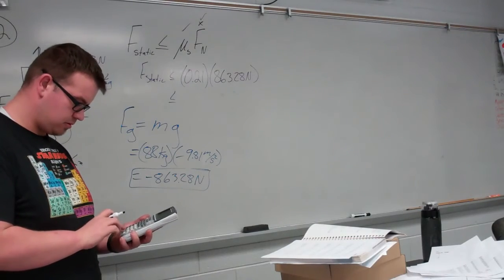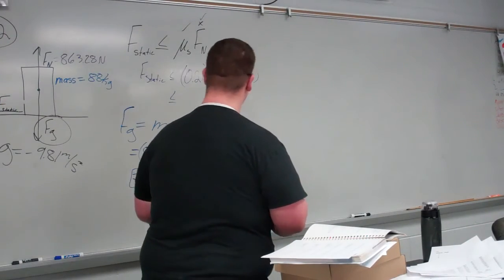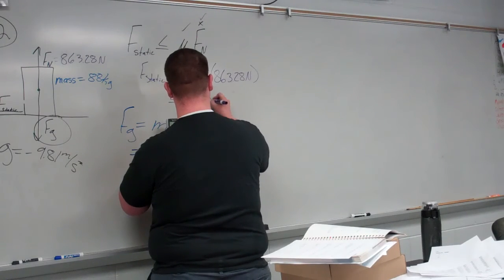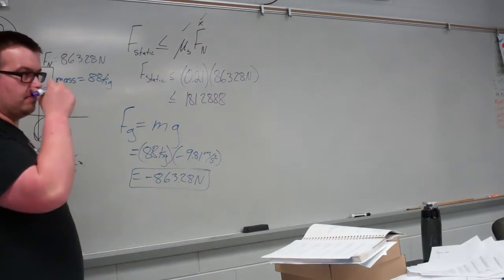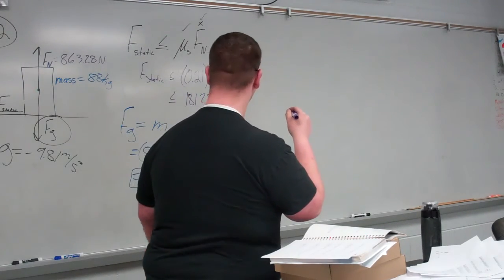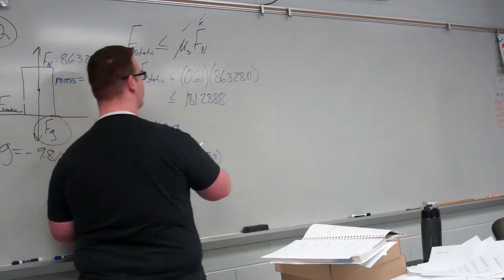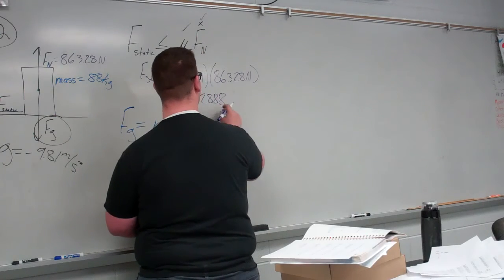The mu is the coefficient of friction. Does it have a unit? No, it doesn't. So we'll find that the force of static friction is less than or equal to 181.288 newtons.